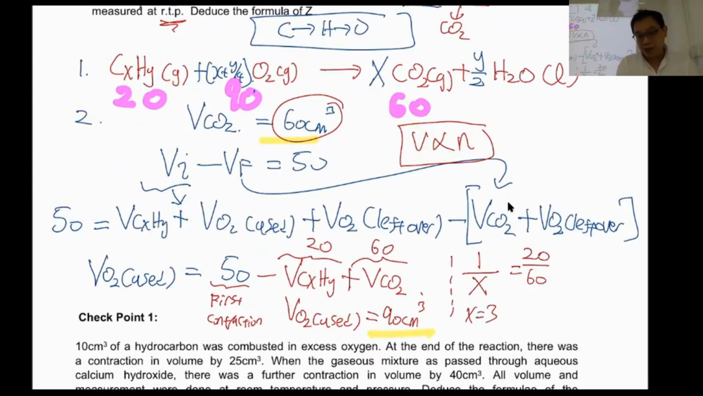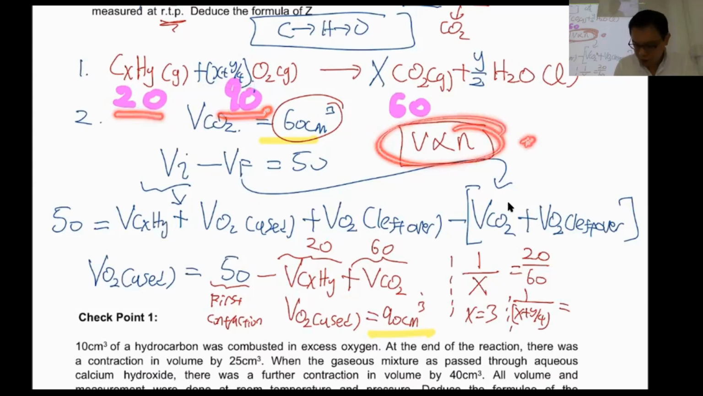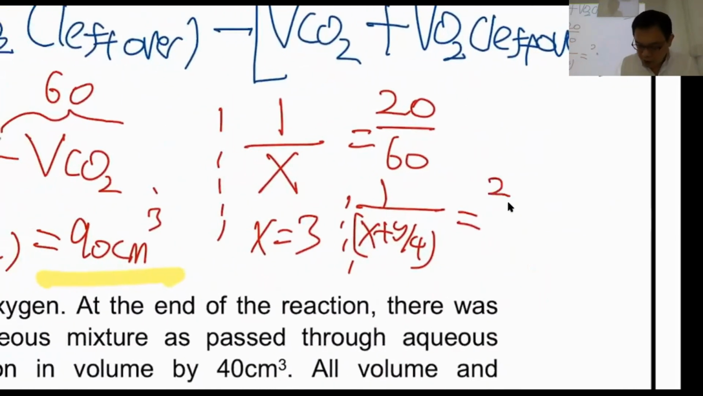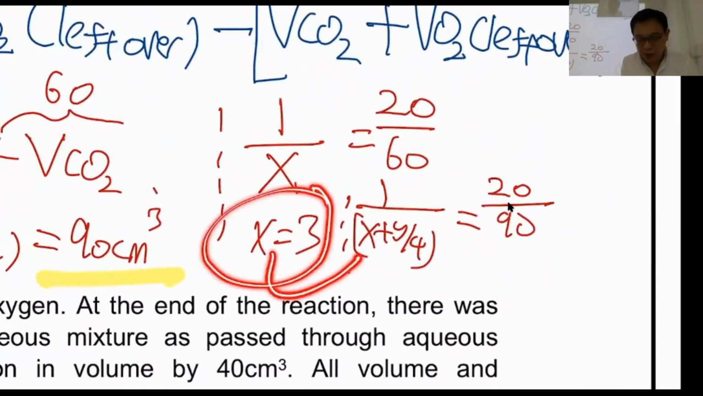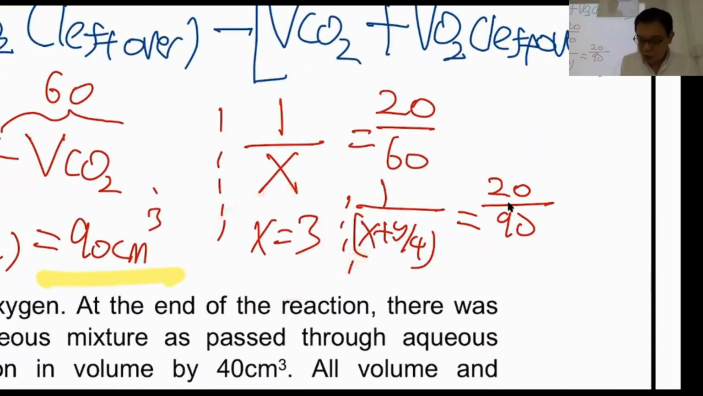Rinse and repeat the procedure for your oxygen. This is 1. This is x plus y over 4. Can I do the same thing? So this is 1 over x plus y over 4, and it equals what's the value? 20 over 90, because volume is proportional to your number of moles. Do I know the value of x? Yes. Substitute in. Solve the value of your y. You should get y equals 6. And here we go. We finish solving it.